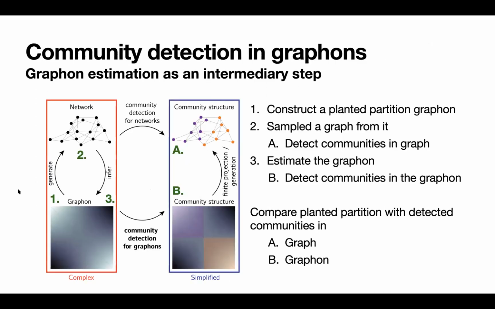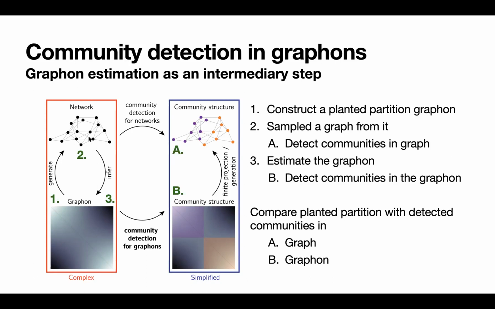So now we wanted to explore this a bit further, this notion of to what extent there is a detectability threshold. What we did is we take a graphon, actually a planted partition graphon, where we know the community structure we expect. We generate a network from this, and then we do community detection on this network. That's what I highlight here with A.